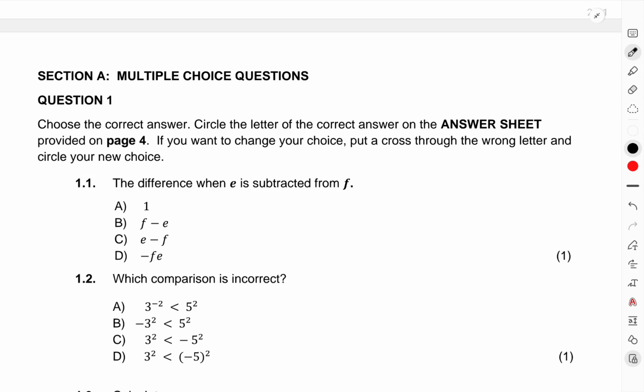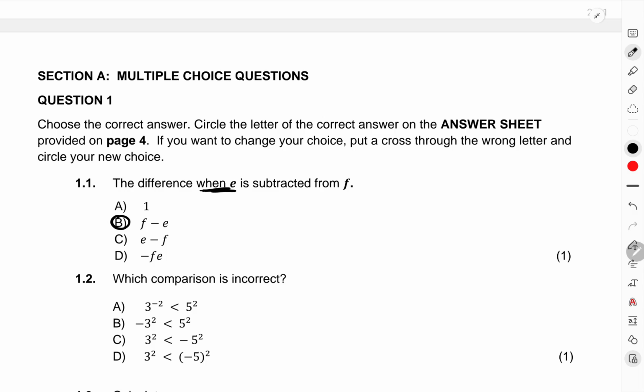Right. Now, let us look at 1.1. The difference when E is subtracted from F. What does it mean? We have two variables, E and F. But then here they're saying when E is subtracted from F, meaning we are subtracting E from F, meaning I have to start with F, then I subtract E from F, because the difference means what is the difference between E and F? But when we read the statement, it says when E is subtracted from F, meaning we are subtracting E from F. Therefore, the correct option for question 1.1 is going to become B.